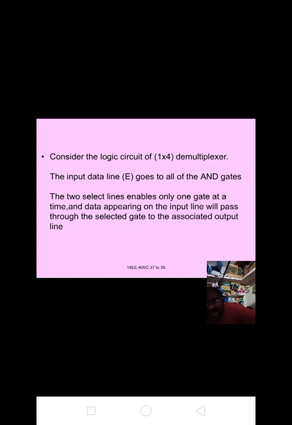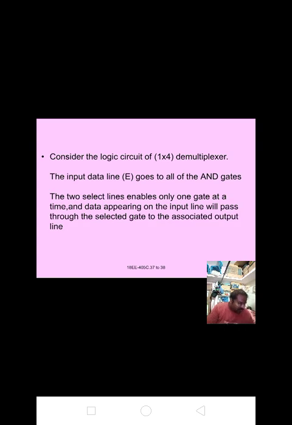Here the 3 inputs are given with the help of the 3-bit binary code: 0, 0, 0 as D0, 0, 0, 1 as D1, 0, 1, 0 is D2, 0, 1, 1 is D3, 1, 0, 0 is D4, 1, 0, 1 is D5, 1, 1, 0 is D6, 1, 1, 1 is D7.